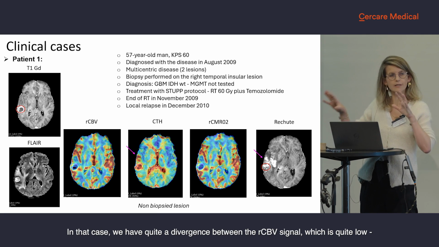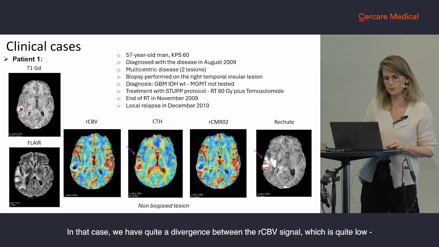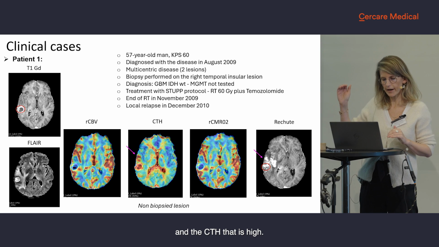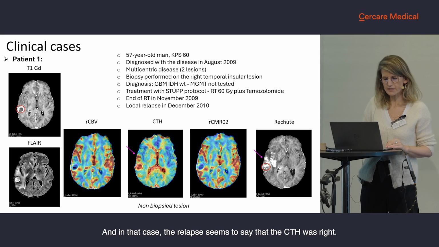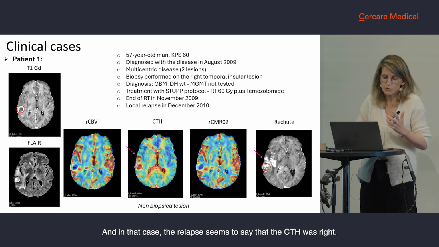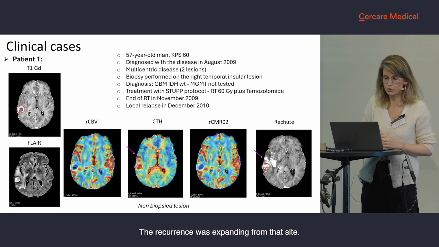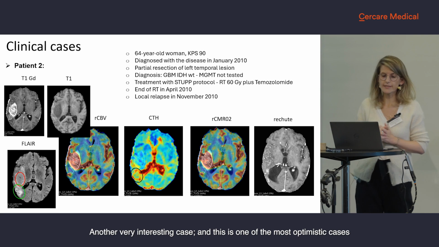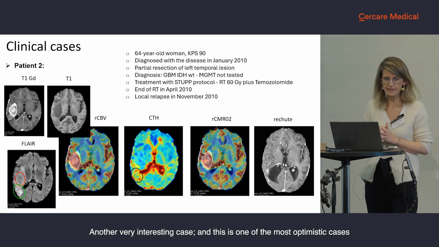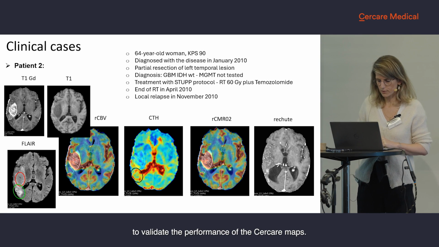And in that case, you can see we have quite a divergence between the rCBV signal that is quite low and the CTH that is high. And in that case, the relapse seems to say that the CTH was right and the recurrence was expanding from that site.